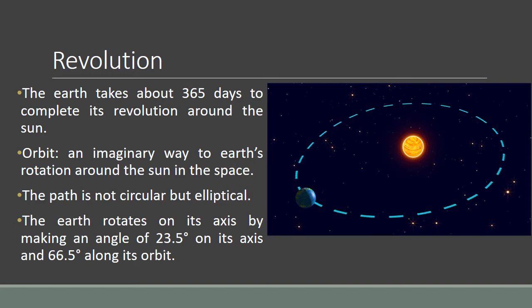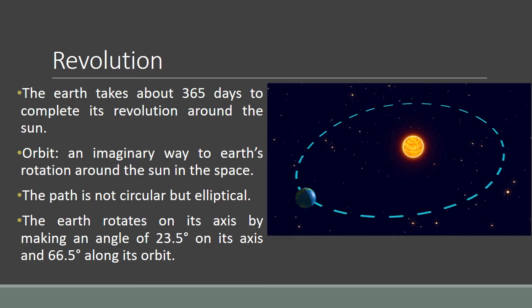After rotation, let's study about revolution. The earth revolves around the sun as it rotates on its axis. It takes about 365 days for the earth to complete its revolution. We call this period a year. Now, we know that the rotation takes 24 hours and the revolution takes 365 days.